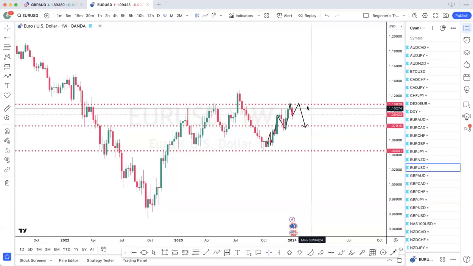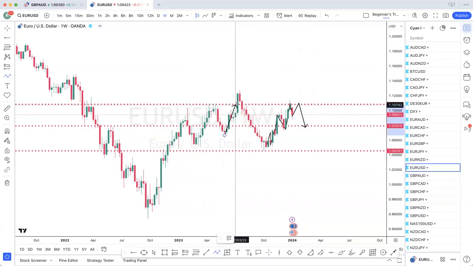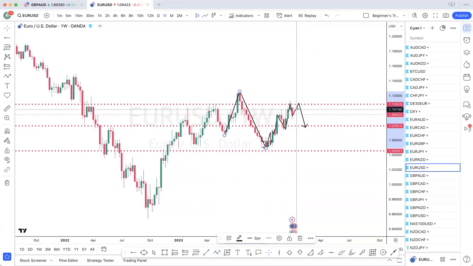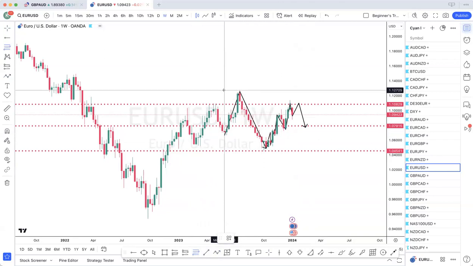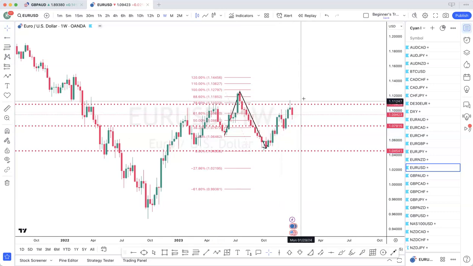And the reason I say that is because we had this change of character here. And now price is pushing back up. So I'm expecting, and then it pushed up to fill this imbalance here. Let's see what that fib looks like. 78. So from this move to this move, it has pulled back to the 78. It gave us a weekly bearish order block.